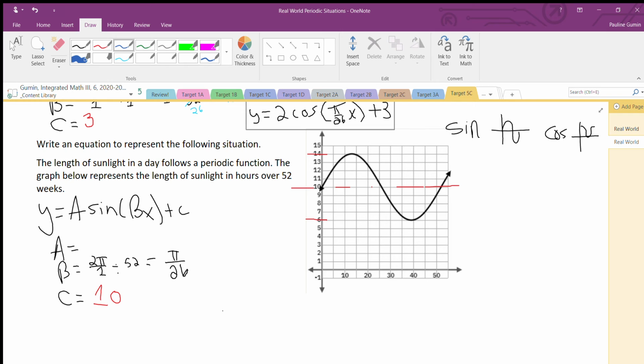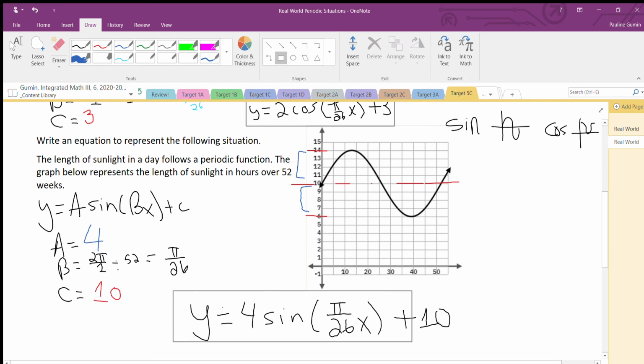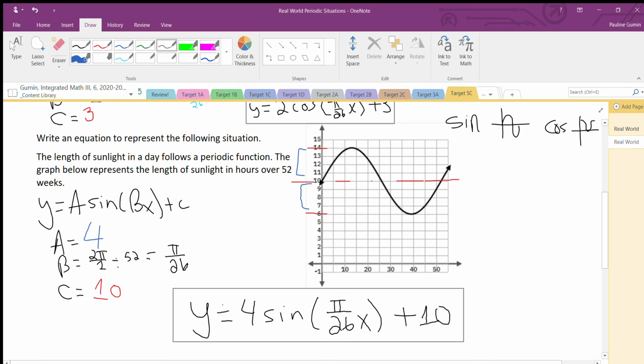Let's find our amplitude. That's the distance between the midline and the top, or the midline and the bottom. And that would be 4. We're done. Y equals 4 sine of pi over 26x, and it's a positive 10, plus 10. Voila! We are done. Onwards.